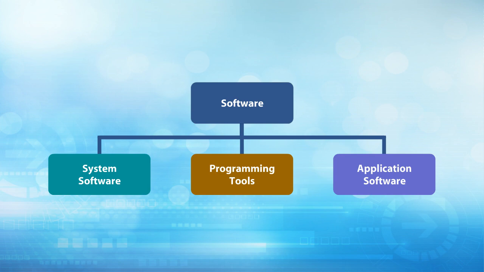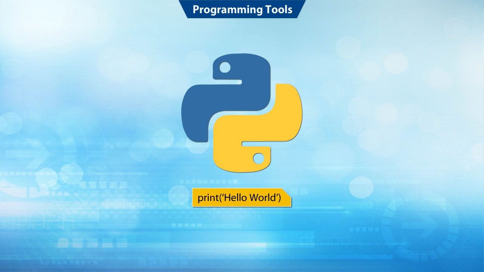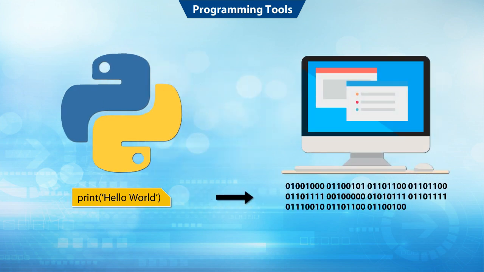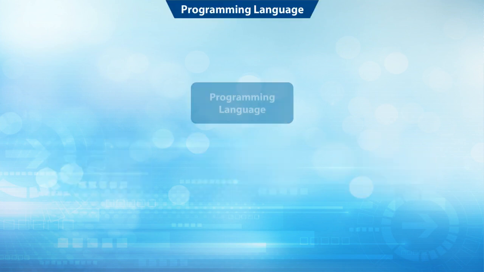Now, let us read about programming tools. We write instructions to a computer using programming language, but the computer understands only ones and zeros. Language translators convert these programs to machine language. We will talk about them, along with programming languages and program development tools. Let's start with programming language.